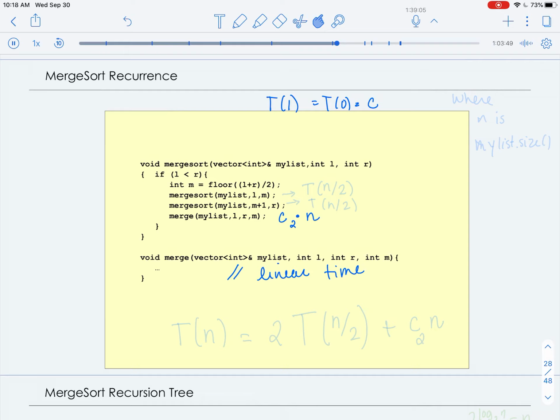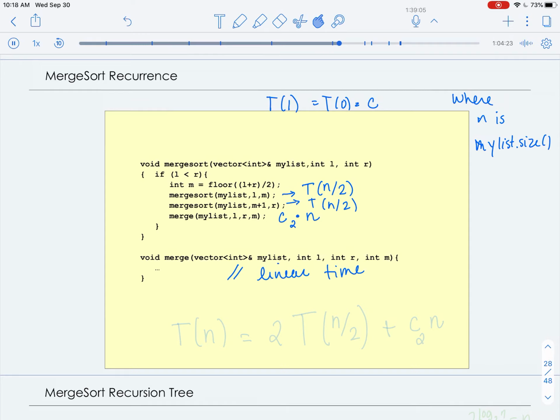Updating the midpoint is constant time, but now we're worried about the recursive calls, and we know in the recursive calls we have to divide the list in half. So we're going to make a call for a list of size n over 2, where n is my list size. And we'll make another call for n over 2 to do the second recursion.